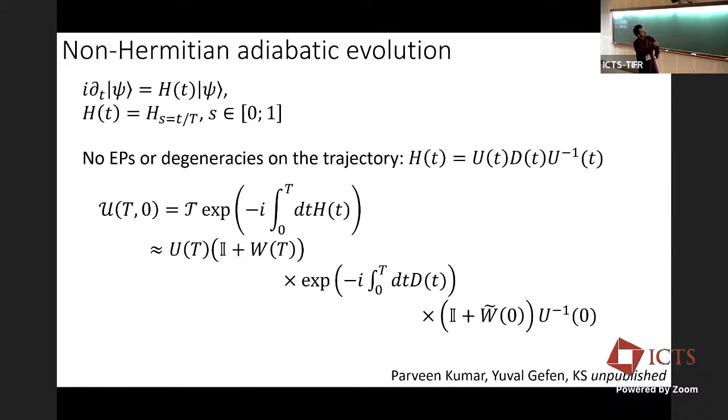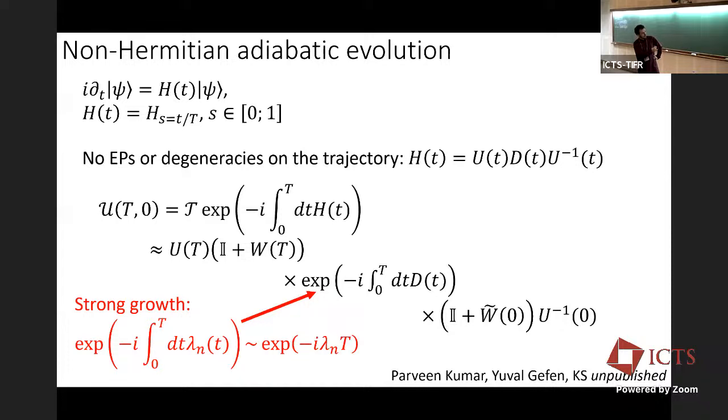What's the answer? We're interested in the evolution operator of the system, so the time-ordered exponential of the Hamiltonian. In the adiabatic limit, when capital T is sufficiently large, you can solve for this operator and represent it like this. This is just switching to the instantaneous eigenbasis of your Hamiltonian.